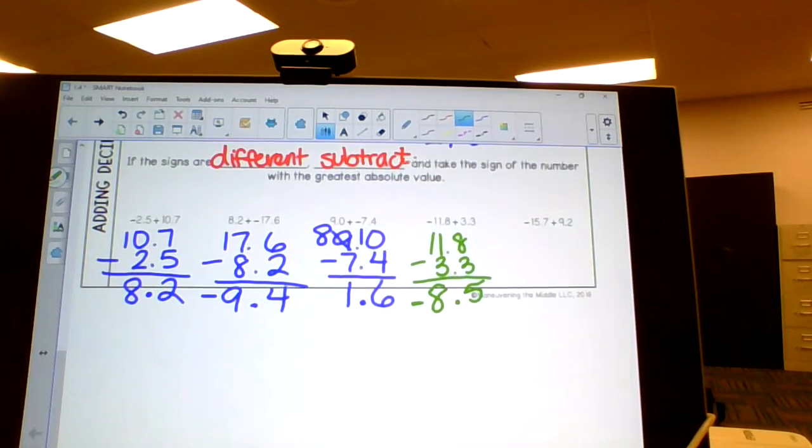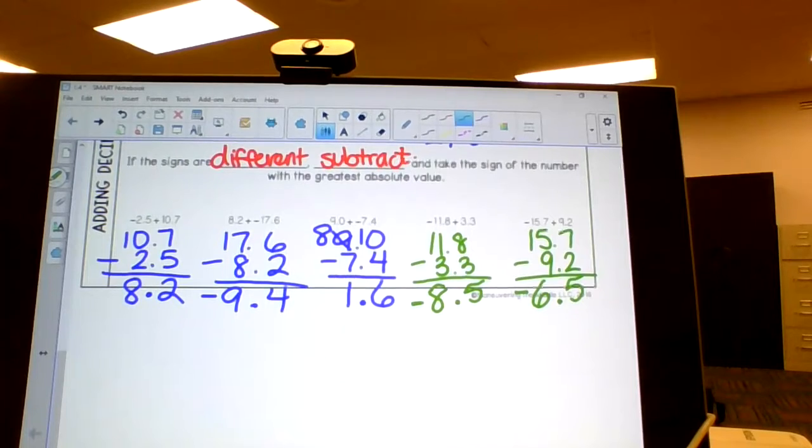Alright, again, different signs, so I'm going to subtract. So 7 minus 2, 5. 15 minus 9, 6. Which one's bigger? The negative. The negative one, negative 15.7 is bigger, so it's negative 6.5.